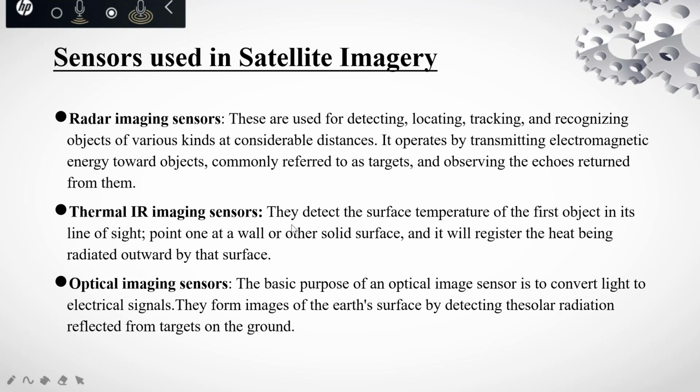Thermal IR imaging sensors. As the name suggests, it uses infrared sensors for detecting the surface temperature of the first object in its line of sight. Point one at a wall or other solid surfaces, and it will register the heat being radiated outward by that surface. So basically, it operates on heat. It measures the heat on a particular object and then analyzes that to generate various images according to the needs.